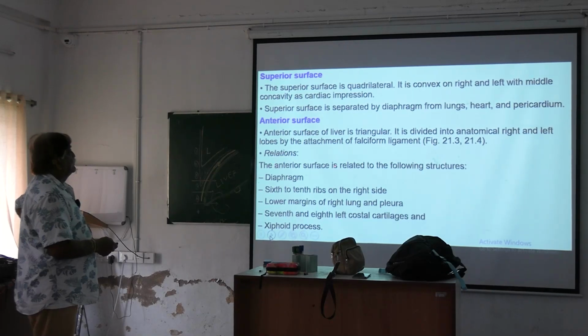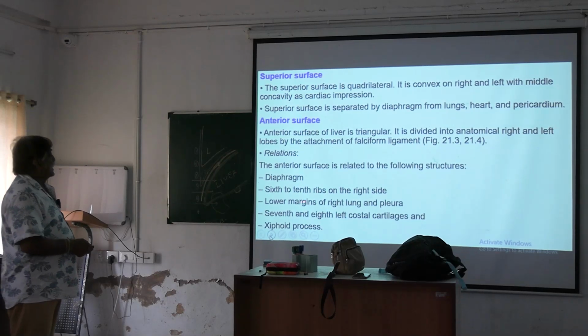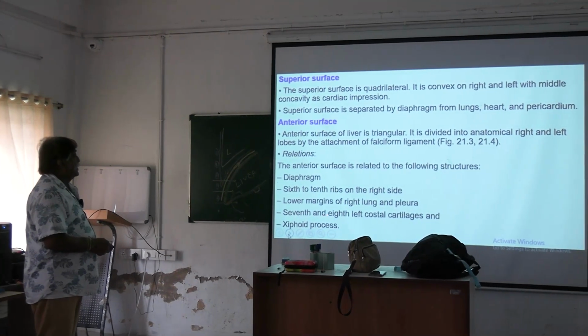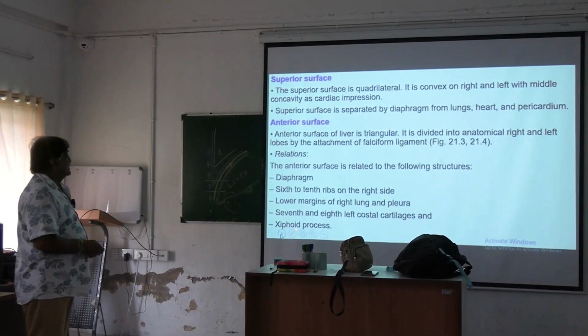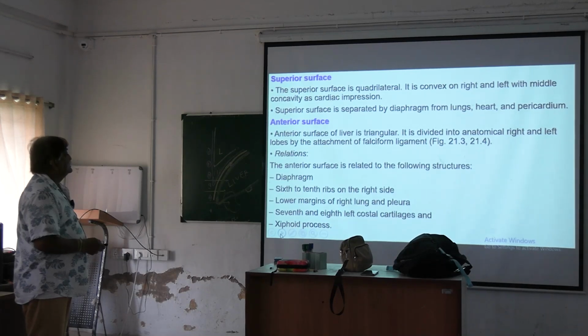Relation: the anterior surface is related to the following structures: the diaphragm, the 6th to 10th ribs on the right side, lower margins of the right lung and pleura, 7th and 8th left costal cartilages and xiphoid process. These are the boundaries and relation.